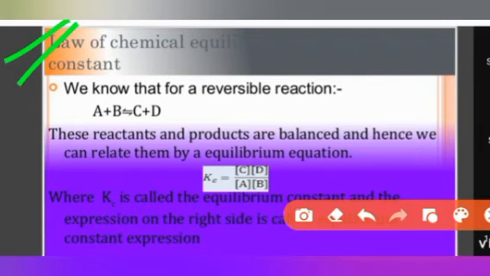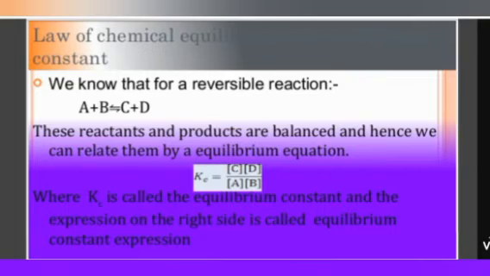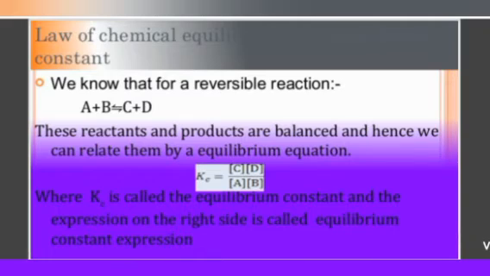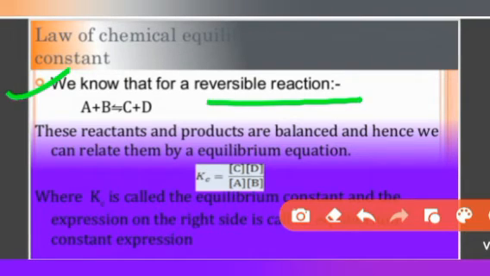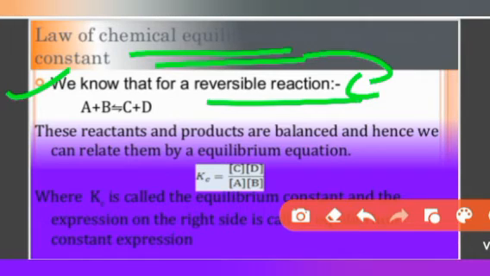So according to the law of mass action, the rate at which a substance reacts is proportional to its active mass, and hence the rate of a chemical reaction is proportional to the product of the active masses of the reactants. When we discuss the law of chemical equilibrium, we will do it with the help of one reaction. Let it be A plus B changing into C plus D, a reversible reaction. The law of chemical equilibrium is applicable only for reversible reactions. It is not applicable for non-reversible reactions.